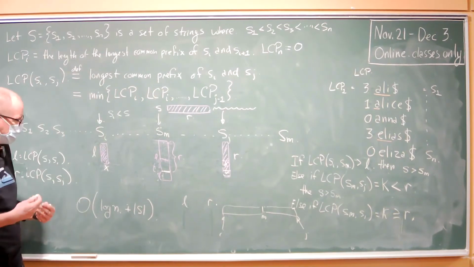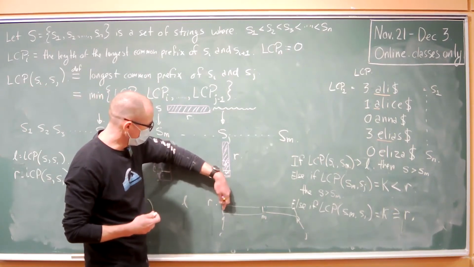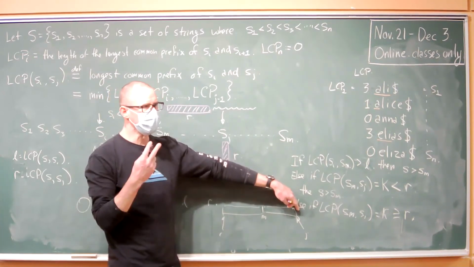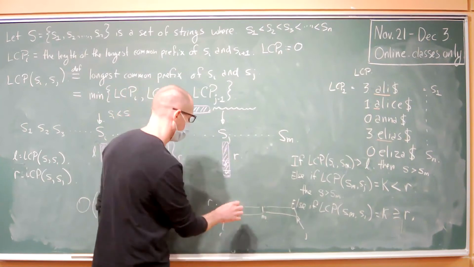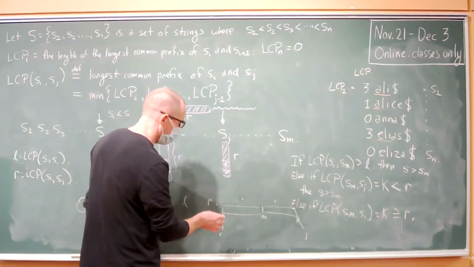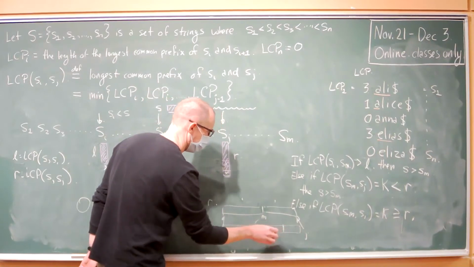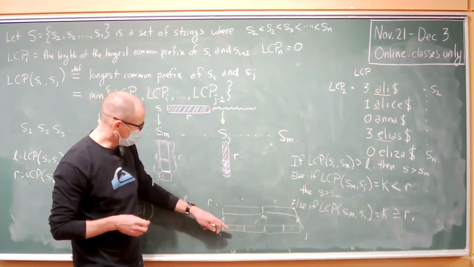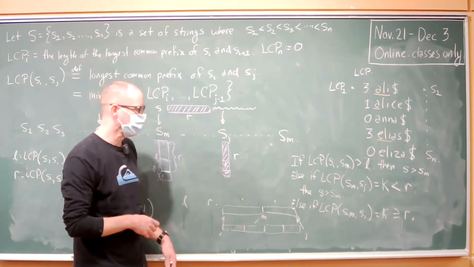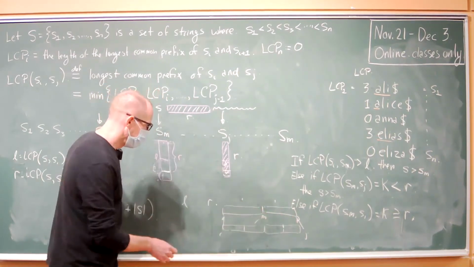So to do that first step of binary search, I need to know the longest common prefix of S1 and SM, and I need to know the longest common prefix of SM and SN. That's only two values to store. So I need to store a value here and a value here. And then the binary search is going to recurse on this side, or it's going to recurse on this side. And on this side, there are 2 values that I need to know to answer the 2 queries that could come up. On this side, there are 2 values as well, and so on.